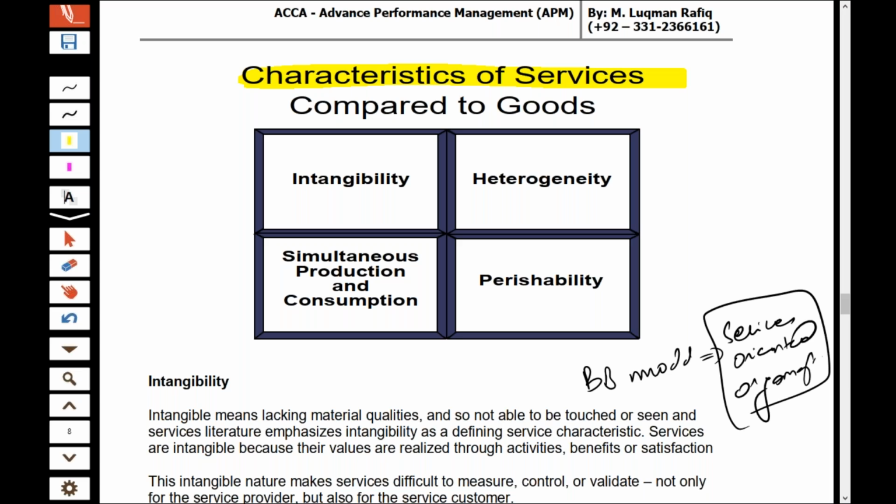What exactly are they? The key features, I've mentioned 4 here, there could be 5. One of them is intangibility. The second is heterogeneity. The third is called simultaneity. Fourth is perishability. And the fifth one, which is not mentioned here, but some of the past examination questions do mention, is ownership.